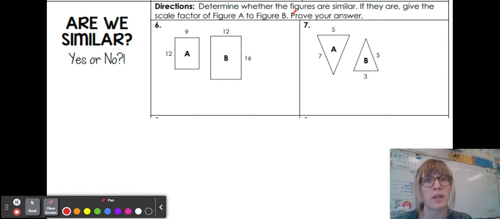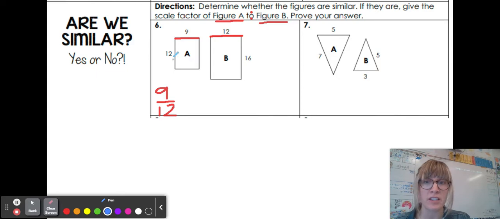So our directions here are we are going to determine whether the figures are similar. If they're similar, then we're going to give the scale factor of A to B. And then we'll show our work to prove our answer. So in this first example here, we have some information, right? We know that this side here and this side here, if the figures are similar, will be corresponding. So we'll say this would be 9 and 12 from A to B. A comes first per our instructions up here.